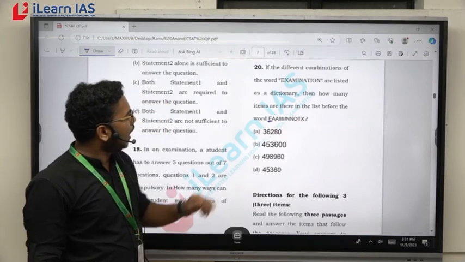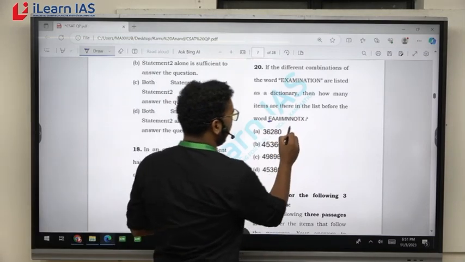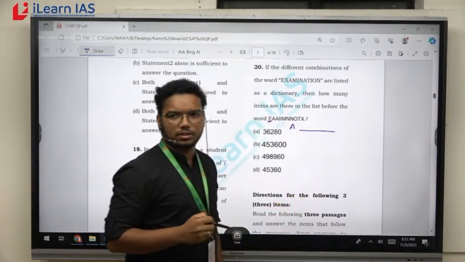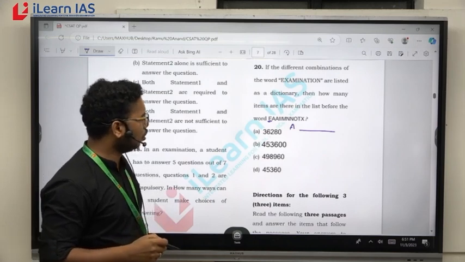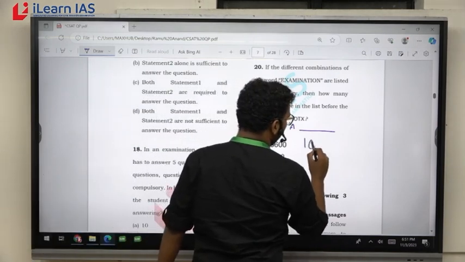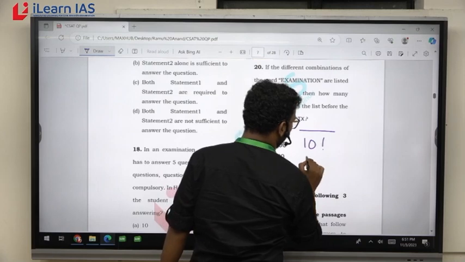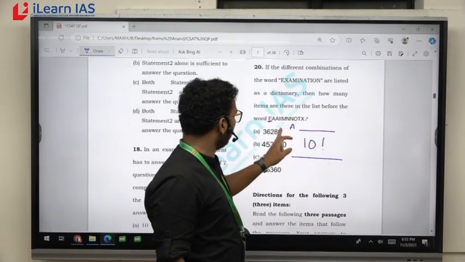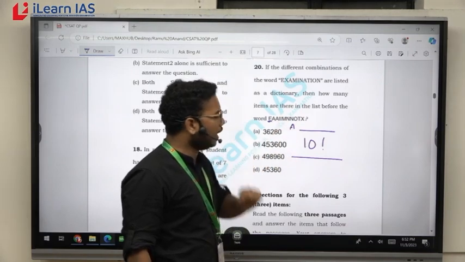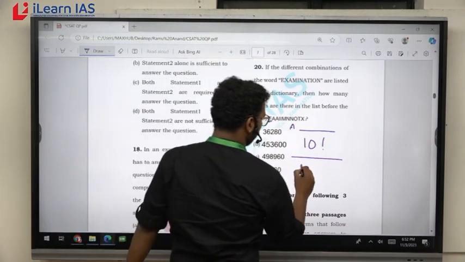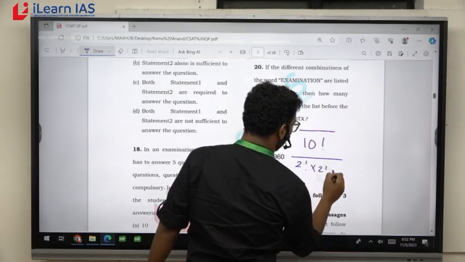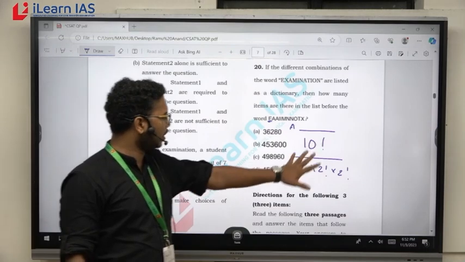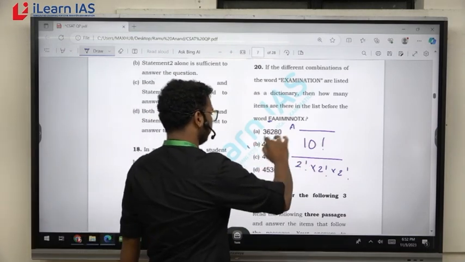So, how do we find it? If you fix A, you will have 10 letters. So, total possibilities are 10 factorial. 10 factorial by how many of them are repeating? You have A repeating, you have I repeating, and N repeating. So it will be 2 factorial into 2 factorial into 2 factorial. Okay. If you look at this equation, the answer will be B.